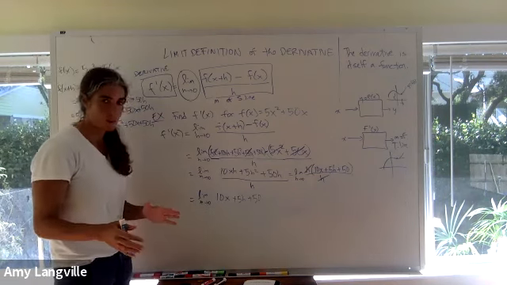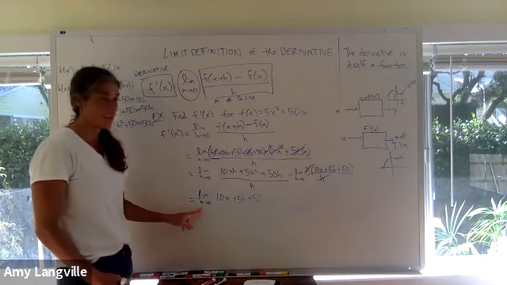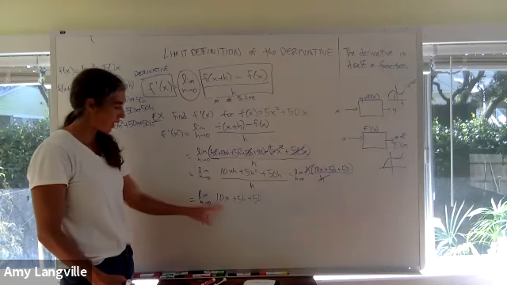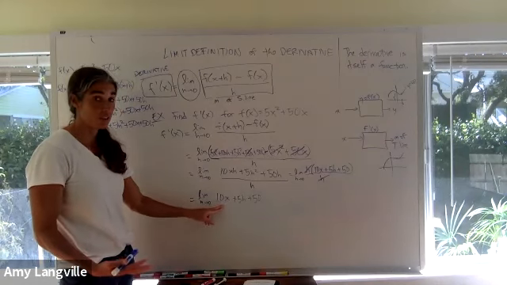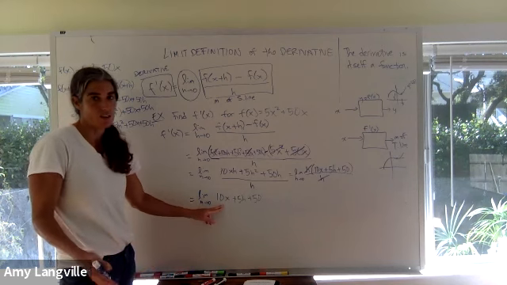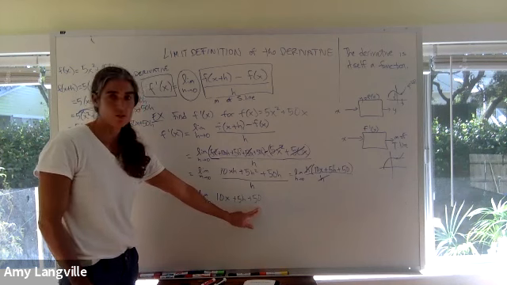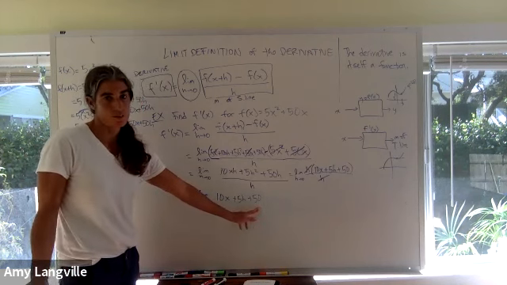We've simplified this quite a bit, and we're ready to see what happens when h gets closer and closer to 0. When h gets closer and closer to 0, what happens to 10x? It's still just 10x. It doesn't have any h's in it. It's not affected by h. Same thing with the 50. When h gets closer and closer to 0, 50 is still just 50.